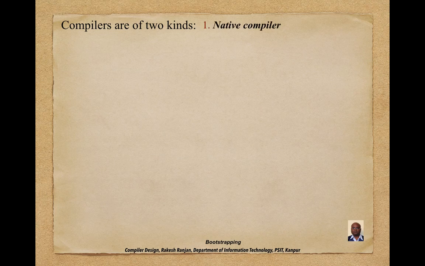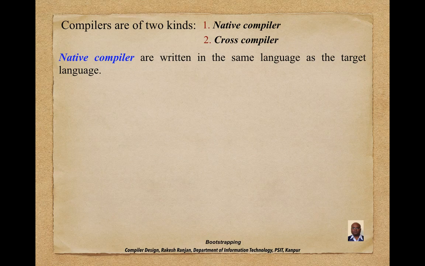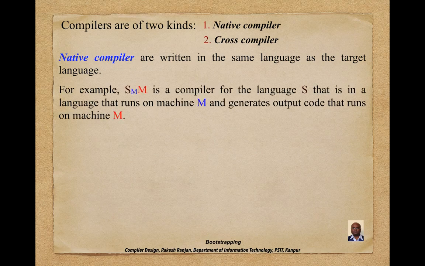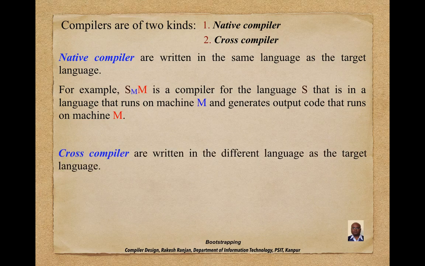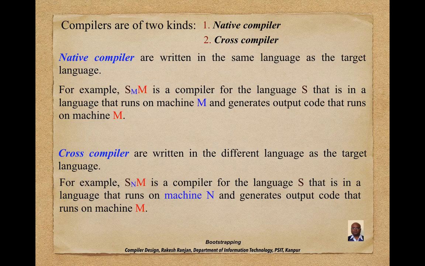Compilers are of two kinds: first, native compiler; second, cross compiler. Native compilers are written in the same language as the target language. For example, SMM. You can see here the source language S is converted into M language by implementing the language M. Cross compilers are written in a different language than the target language. For example, SNM. The N is the implementation language, S is the source language, and M is the target language.